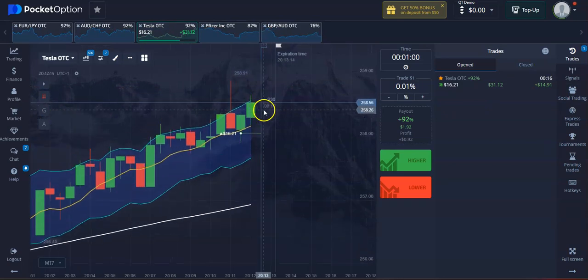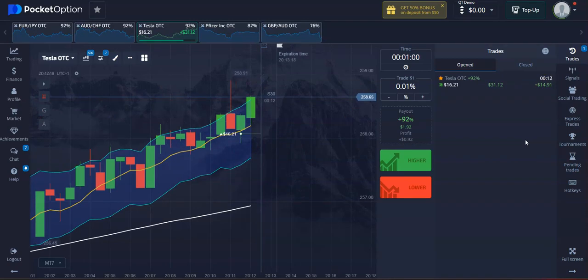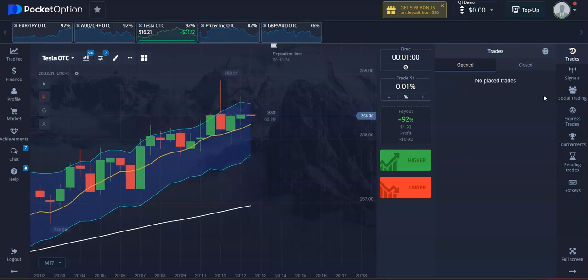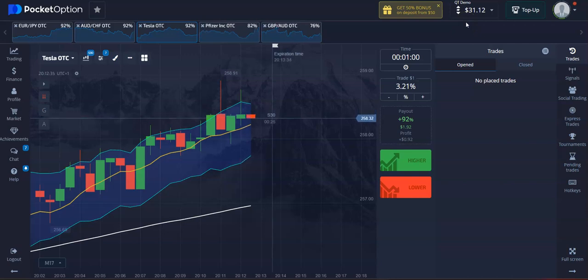You can see a continuation to the upside. 15 seconds. 10 seconds. Seems like this is going to be a good win. 5 seconds. 3, 2, 1. Boom. Okay, 30 bucks. As you can see right here, the strategy is working, okay?